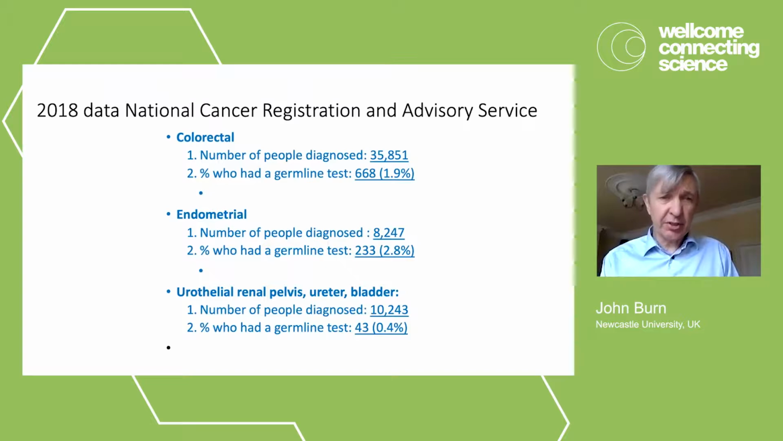Similarly, endometrial cancer is under-tested, though not quite to the same degree. And the urothelial cancers of the kidney, ureter and bladder, which are also features of Lynch syndrome, we have 10,000 and more of those each year. And in 2018, only 43 of them were subjected to germline testing. So clearly, at a national level, we need to improve our investigation of these patients to identify which are carrying pathogenic variants in the mismatch repair genes.